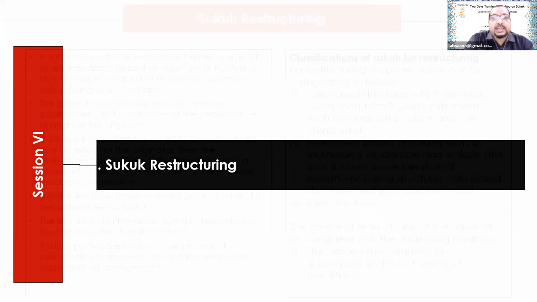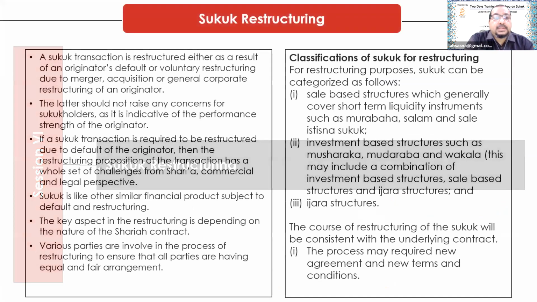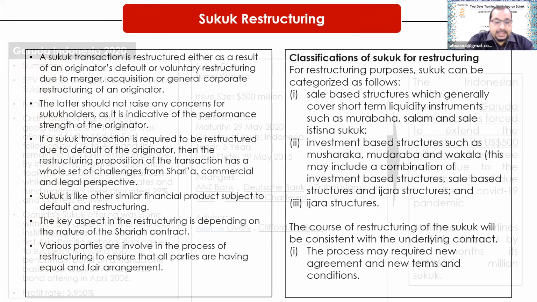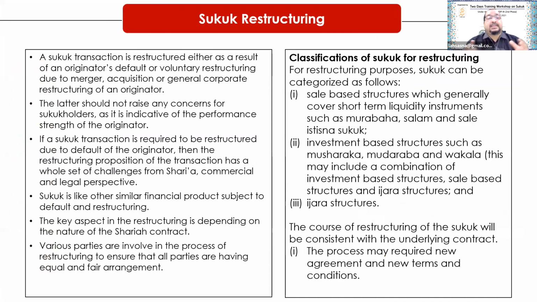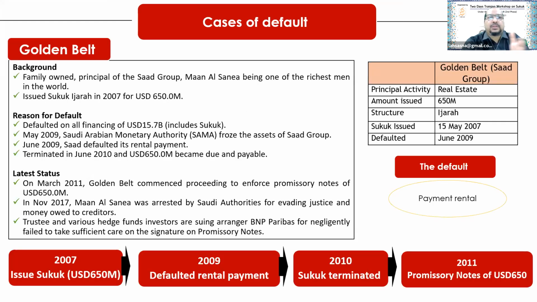On restructuring quickly, restructuring is basically the same process, meaning that if you have a default case or you have an issue, what you have to do is either reschedule if it is related to the payment, or restructure if you have a problem with the validity of the contract. If I go back to the cases, in the case of Golden Belts, they could do rescheduling.